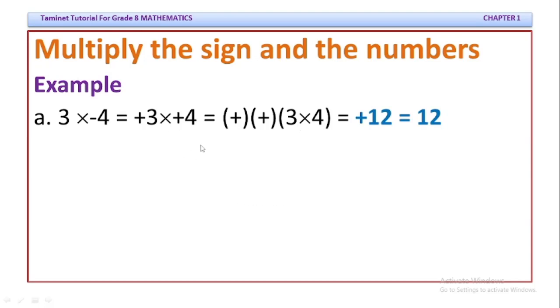Take the signs first, plus, plus, and the absolute values of 3 and 4. 3 times 4. Positive times positive, we can decide as it is positive. 3 times 4 is 12. So plus 12 means positive 12. So this is the way how to decide the result of the product.